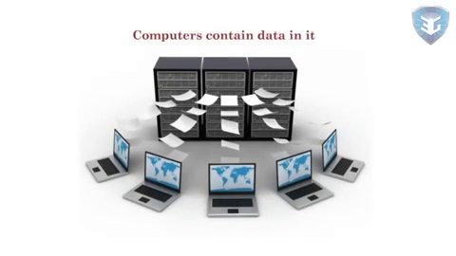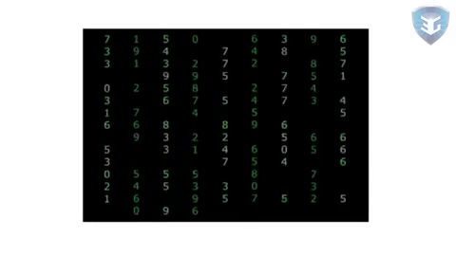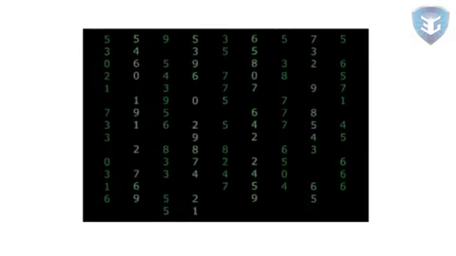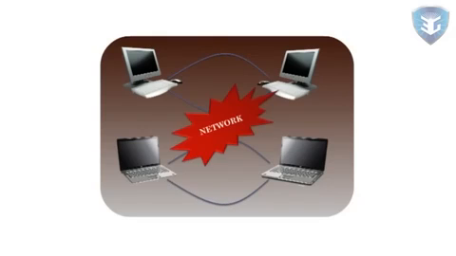The computers contain data in them. Data is a collection of facts such as values or measurements. It can be numbers, words, measurements, observations, or even just descriptions of things. When we want to share the data between two or more computers, called data communication, it is required to form a network between them.